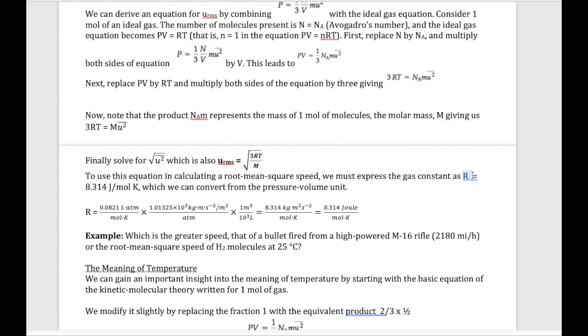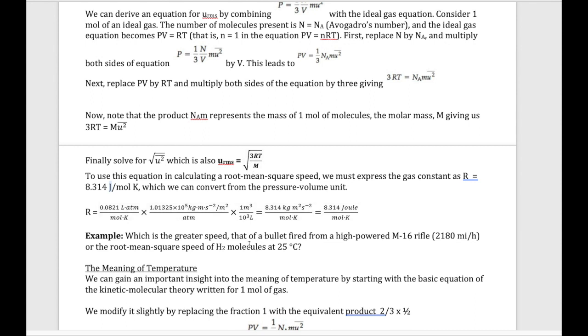One thing to note here is that when you're doing this calculation, the value of the gas constant you're going to use is not 0.0821, which is the one you would use for pressure volume work, but this other number, 8.314 joules per mole Kelvin. How do we get this number? Well, it's really just using some dimensional analysis to convert this to units of energy, joules.